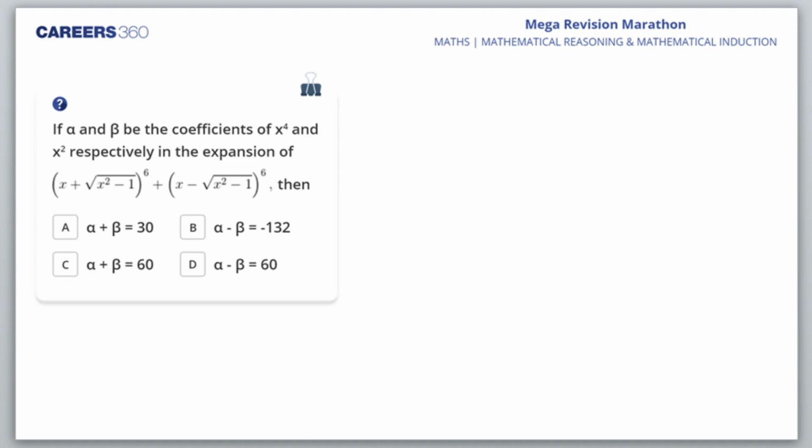So here we have if alpha and beta are the coefficients of x raised to power 4 and x square respectively. Thank you, Gopi. Then the expansion of x plus under root x square minus 1 raised to power 6 plus x minus under root x square minus 1 raised to power 6. And we are supposed to find a relation between alpha beta. That is alpha plus beta is 30 minus 130, like that. There are 4 choices. Okay.